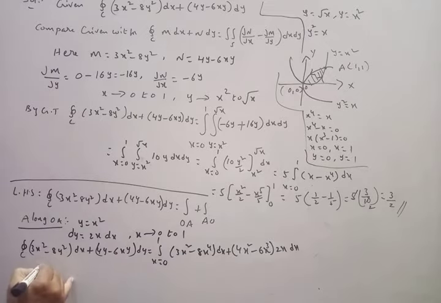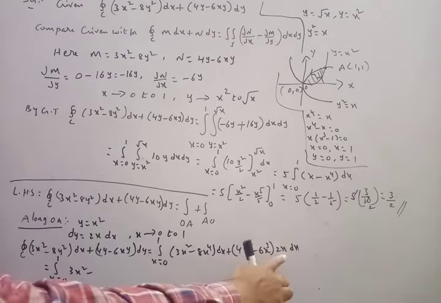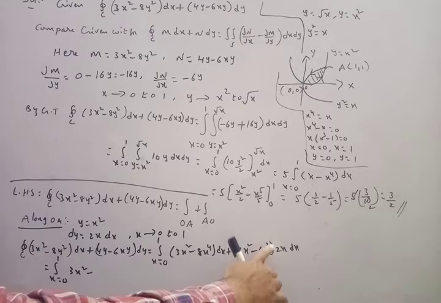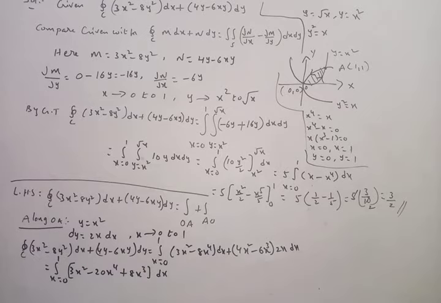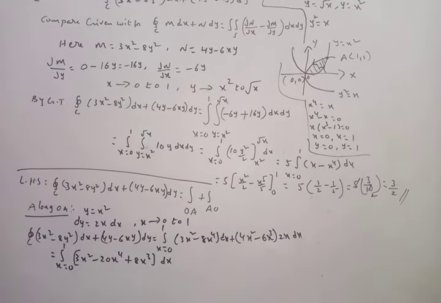So take dx common. So this is equal to x is equal to 0 to 1, 3x square, and here x cube we get, x power 4 we get. So 3x square minus 12x power 4, minus 20x power 4 plus 8x cube dx we get. 8x cube dx I multiplied and took dx common. So therefore, it is coming now. Right. Okay, now integrate.